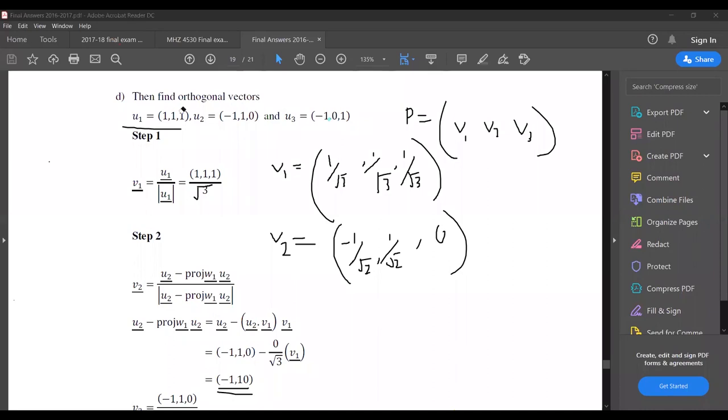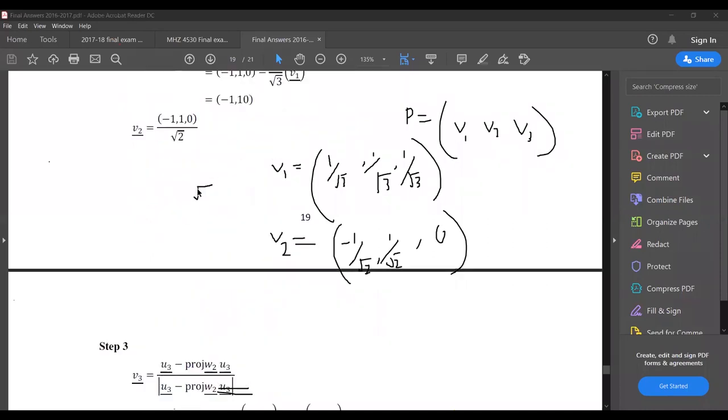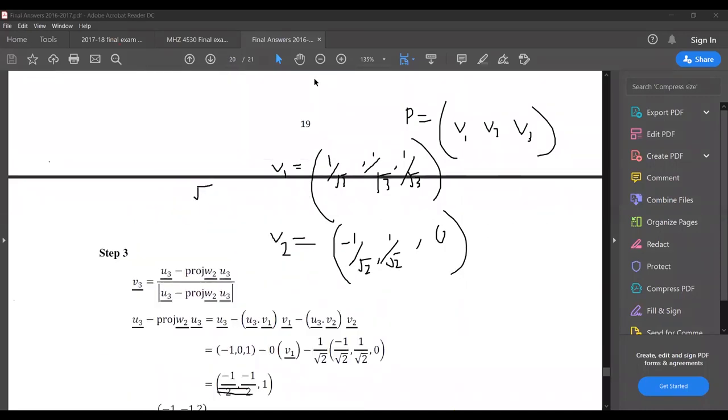For v3, the equation is somewhat bigger. This is the equation for v3. When you are writing it for v3, please keep in mind there will be another projection term. So this is the projection term. When we wrote it for u2, we had only one term like this.